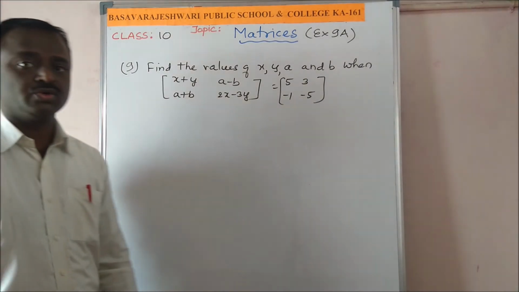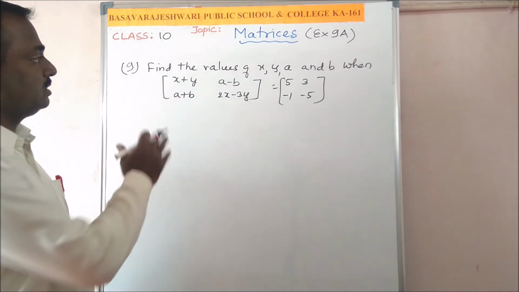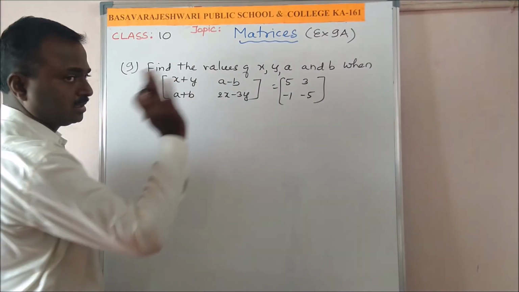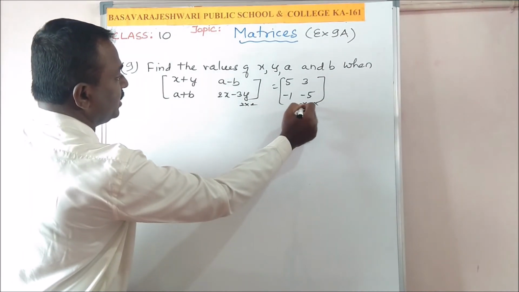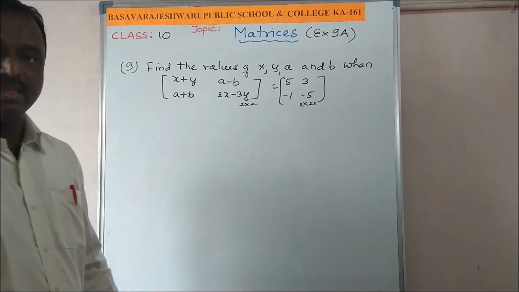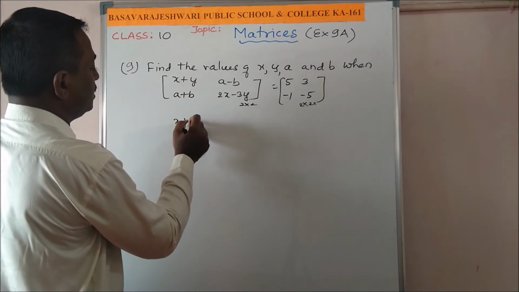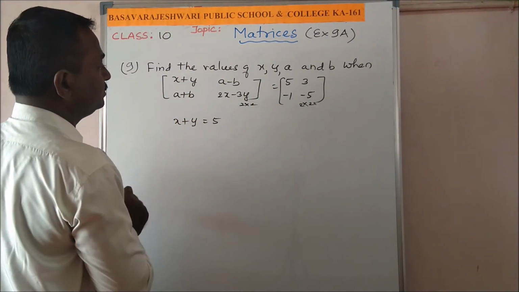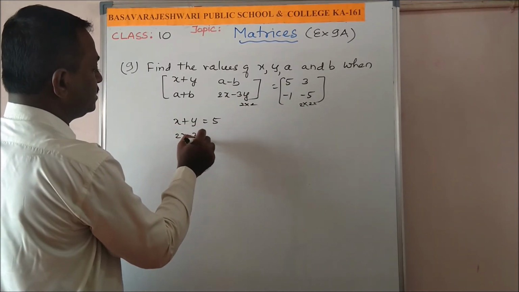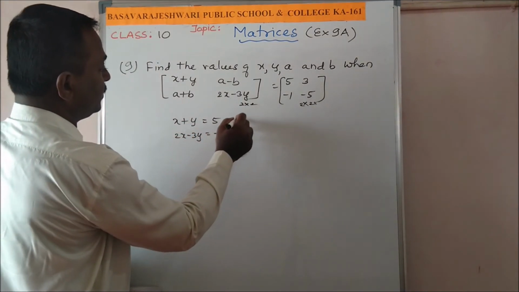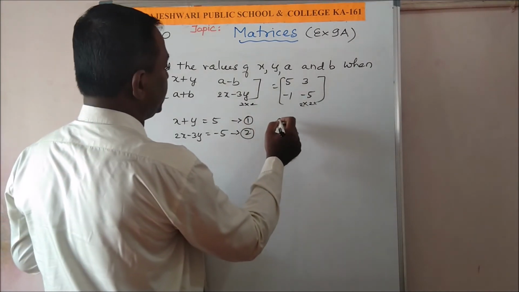So, ninth question, find the values of x, y, a and b. These are equal matrices because the orders are the same and compulsorily the elements should also be the same. That means x plus y should be equal to 5, and 2x minus 3y should be equal to minus 5. Equation 1, equation 2.